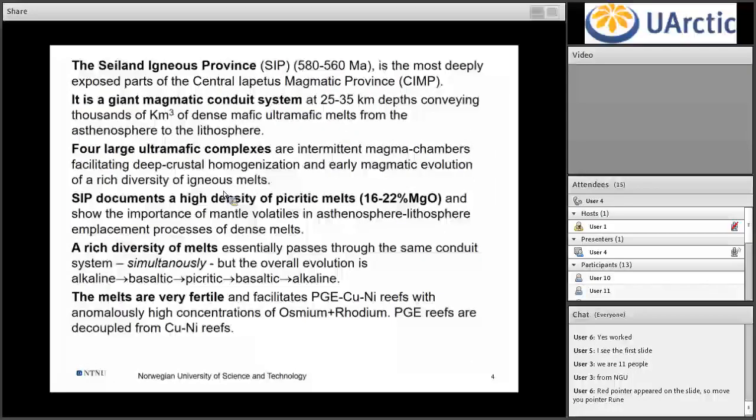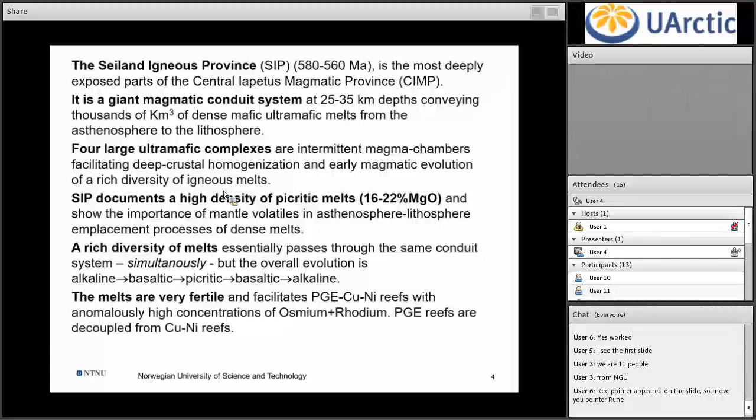So just so I'm not totally lost in my own babbling here, I will go through some of the highlights of the Seiland Igneous Province. One thing we know for sure is that it formed in the Ediacaran, the latest period of the Precambrian, that the magmatism spilled into the Cambrian, but that we have the main activity between 580 and 560 million years ago. This also means that Seiland is part of the Central Iapetus Magmatic Province, hereafter called CIMP. Then we can also see that it is a giant magmatic conduit system that formed at a depth of 25 to 35 kilometers.